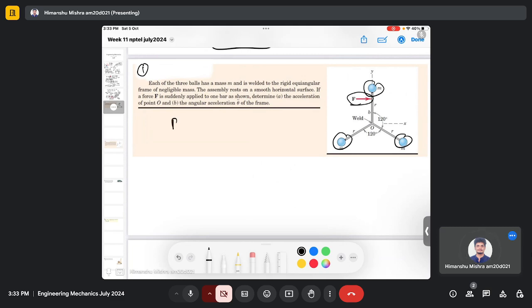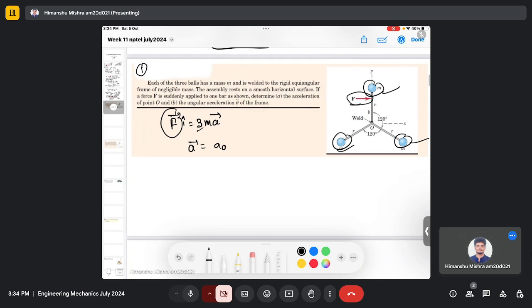So the force in the x direction equals 3ma, because there are three balls, three particles with mass m. Since this is the only external force, the acceleration at point O equals F by 3m in the i direction. So this will be my acceleration.